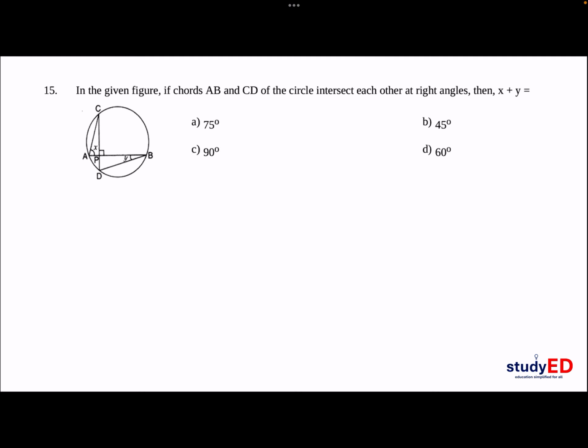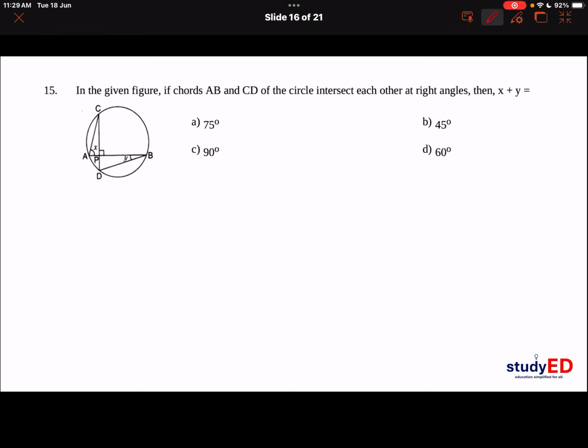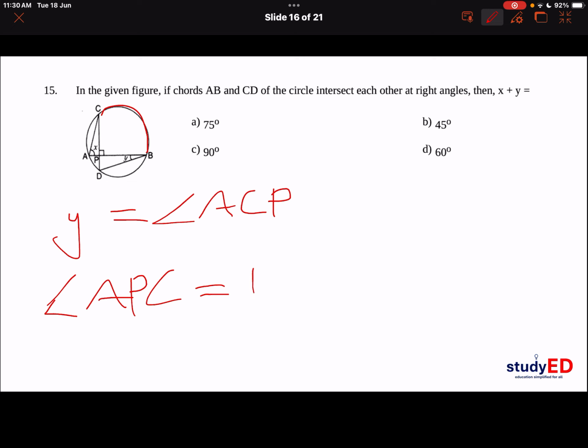In the given figure, if chords AB and CD of the circle intersect each other at right angles, then x plus y is equal to what? This is also pretty simple. See, angles lying on the same arc. So angle Y is equal to angle ACP. We can say that based on this arc. Then let's take angle APC. It is equal to 180 minus 90, since the other angle is 90.